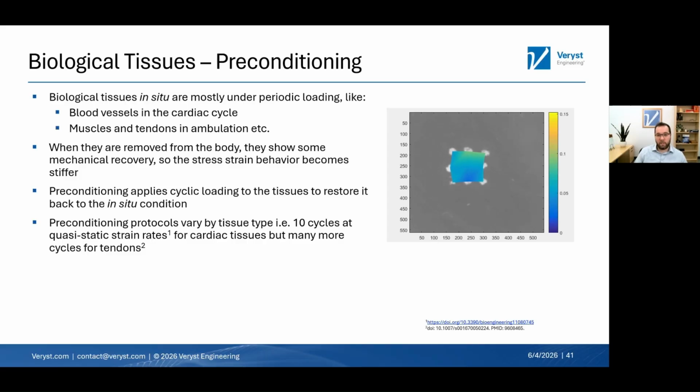Preconditioning applies cyclic load to the tissues to try and restore them back to that in situ condition, so you're getting a representative stress strain curve when you do your calibration. Preconditioning protocols do vary by tissue type though, and it's worth looking up for your particular tissue. For cardiac tissues, it's common to use 10 cycles at quasi-static strain rates. But for tendons, that can become a lot more cycles.